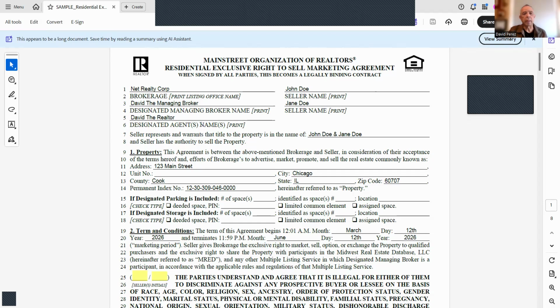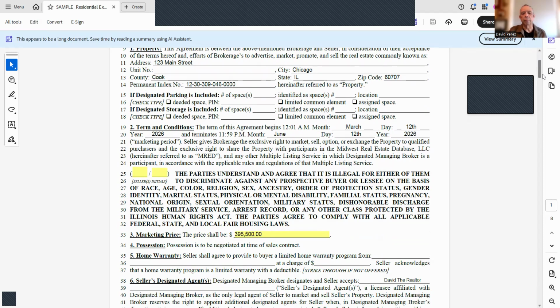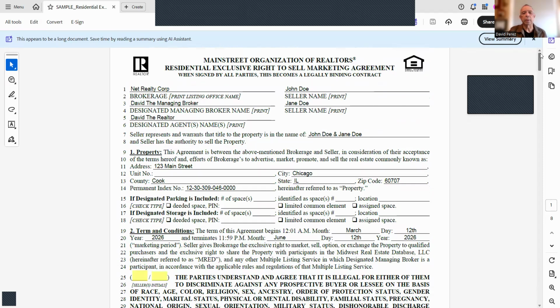So we're going to start at the very top, and we're going to go from left to right and straight down. I'm only going to touch on the areas that I actually fill out when I'm listing a property, and you'll see that a lot of the areas in this document remain blank. If it remains blank, it means that it doesn't apply and it's got nothing to do with the agreement. Okay, so at the very top, you'll see the brokerage.